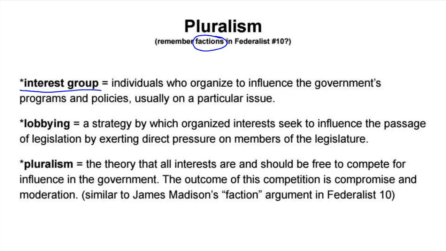And those interest groups will do a lot of lobbying in order to exert influence on the government and get passage of legislation of things that they promote and their organization promotes. And this whole concept is known as pluralism. And this really comes down to that concept that Madison described in Federalist 10 of factions competing for influence.